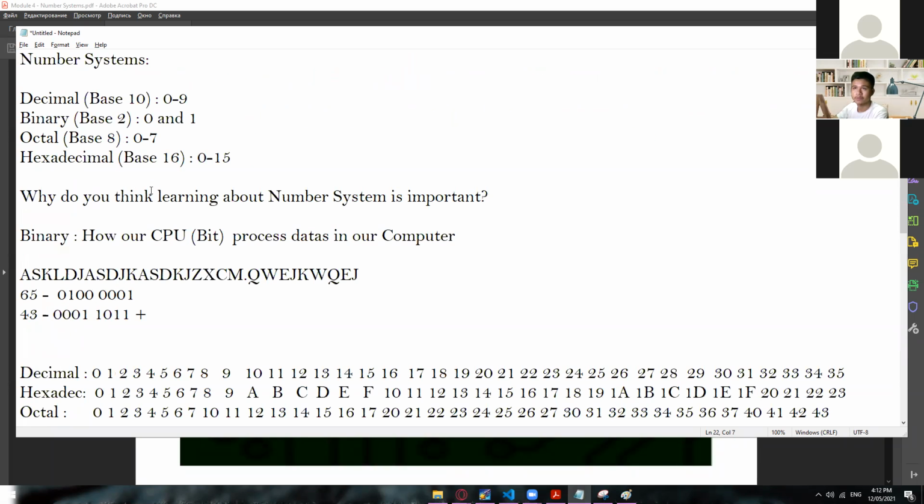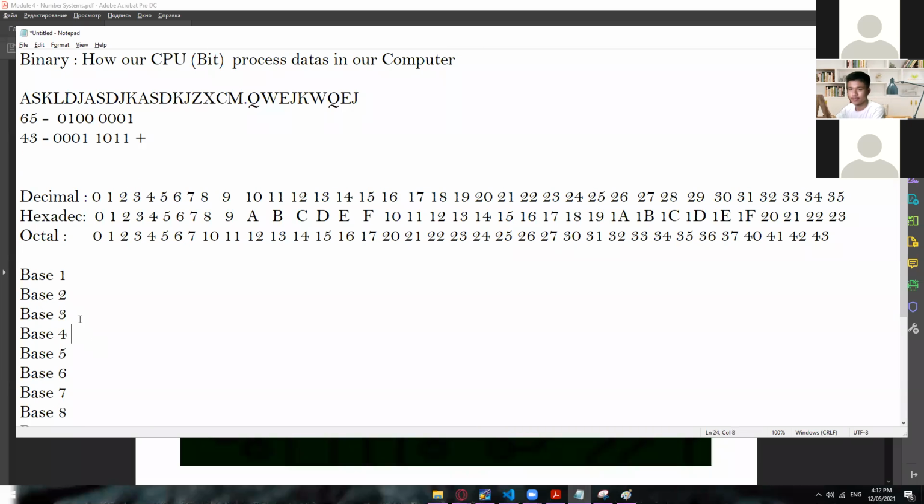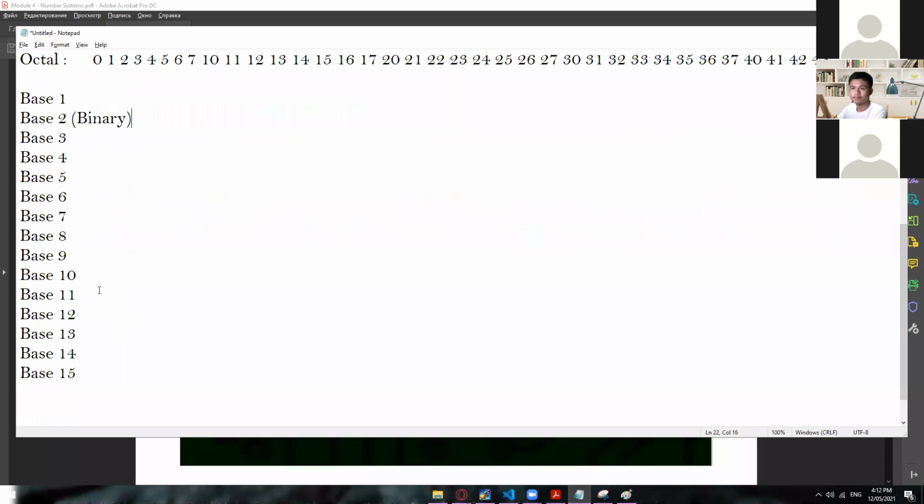Going back to our normal number systems, we only have 4 to be exact. Base 2 is binary. Base 8 is octal. Base 16 is hexadecimal. And 10 is of course decimal. The others here, base 1, 3, 4, 5, 6, 7, 9, and so on and so forth, are called the n-base.